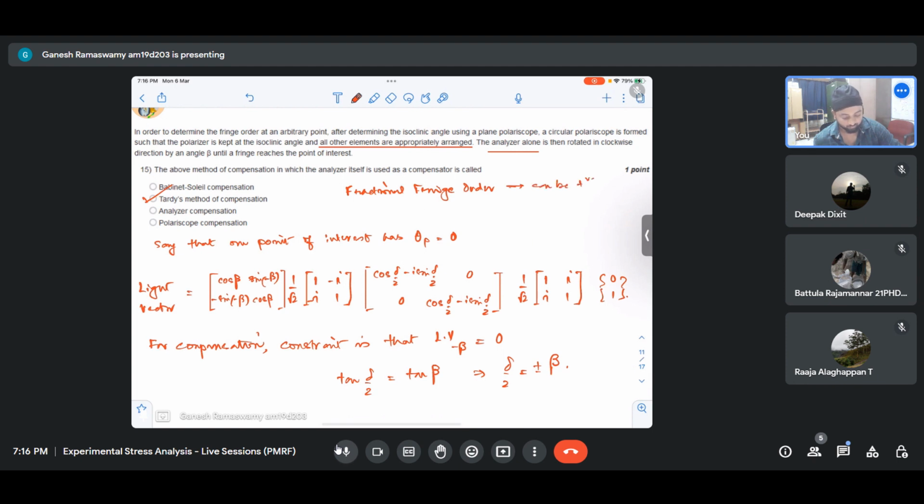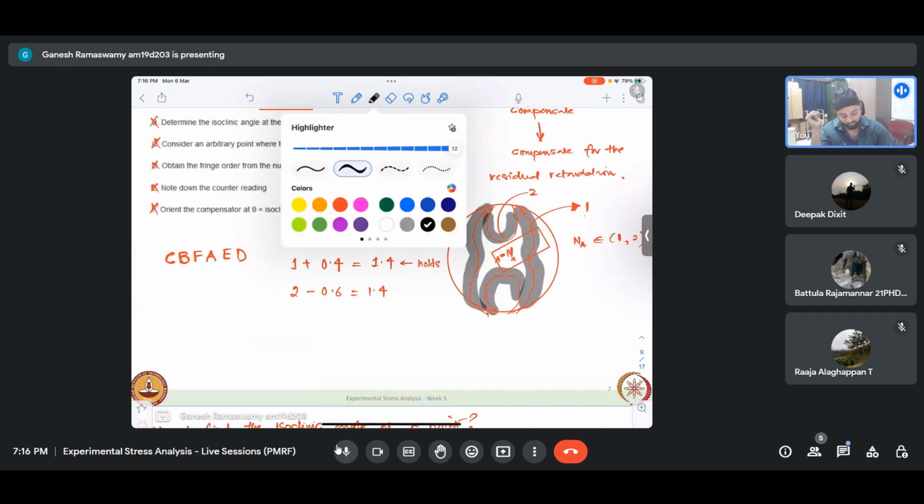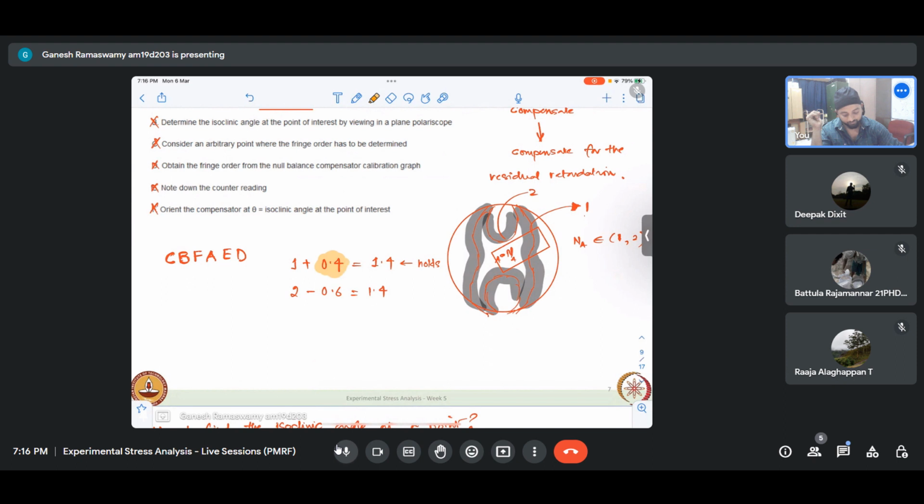As we saw, if the first fringe moves, my fractional fringe order was 0.4. If the second fringe order moved to that point, my fractional fringe order was minus 0.6 essentially. So the fractional fringe order can invariably be negative. Once we add it to the integer fringe order which had moved to that point, we will get a positive quantity. That's a given because fringe order in photoelasticity is invariably positive, but the same is not the case for fractional fringe orders.